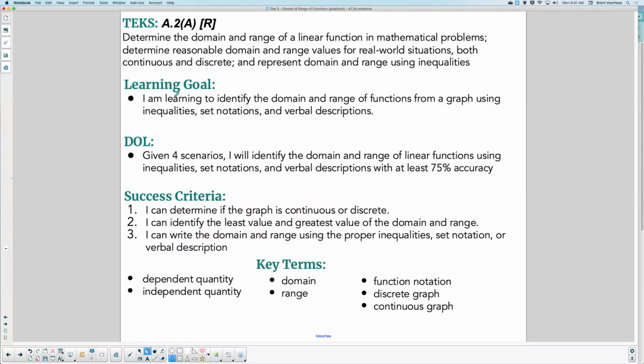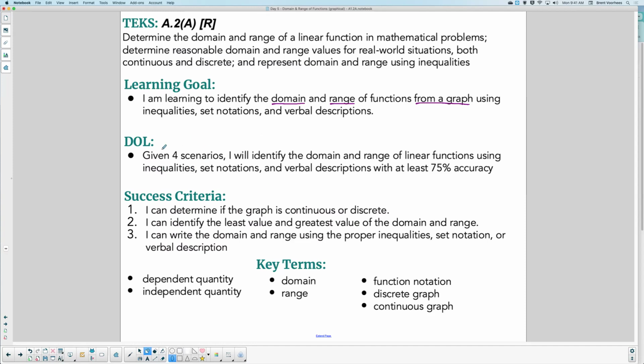I'm going to hit the learning goal. What is it that Mr. Voorhees wants you to learn today? It's this, that you are learning to identify the domain and the range of functions from a graph. That's going to be the key today. You're going to learn domain and range from a graph, and we're going to use inequalities, a thing called set notation, and verbal descriptions. Okay, that's how we're going to do it.